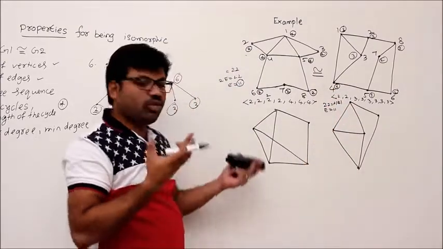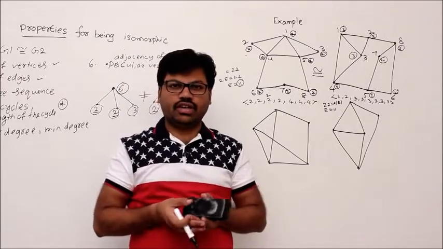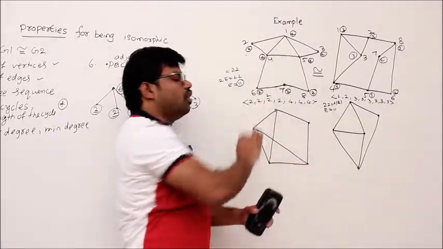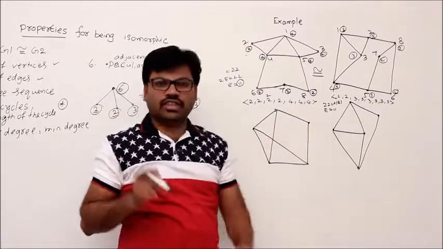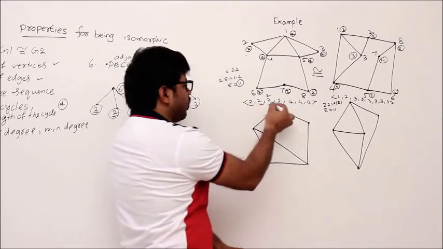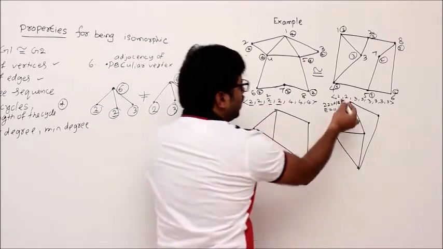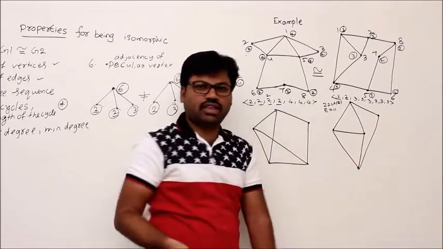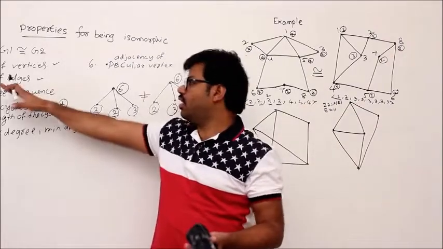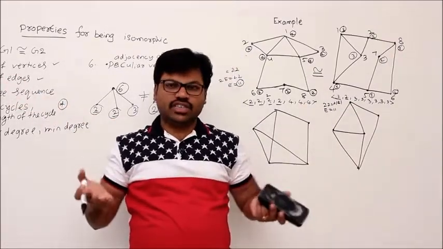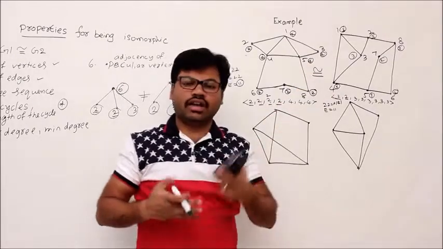Sir, why are you counting the number of edges in such a difficult way? Why not count like this, 1, 2? But here I observed the degree sequence also, right? If you see the degree sequence, it is 2, 2, 2, 2. Here it is 2, 2, but followed by 3, 3, 3, 3. When the degree sequence is different, the graphs cannot be isomorphic. That's why these two graphs are not isomorphic.